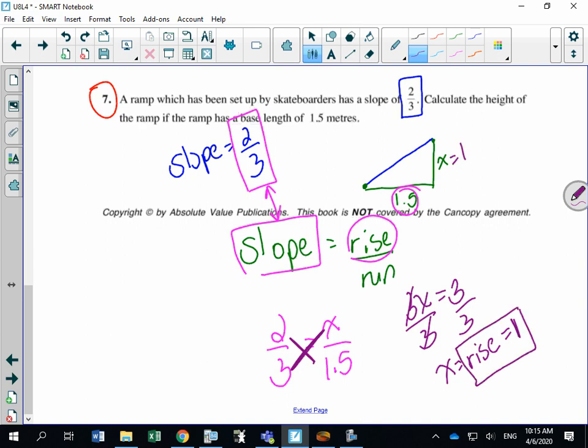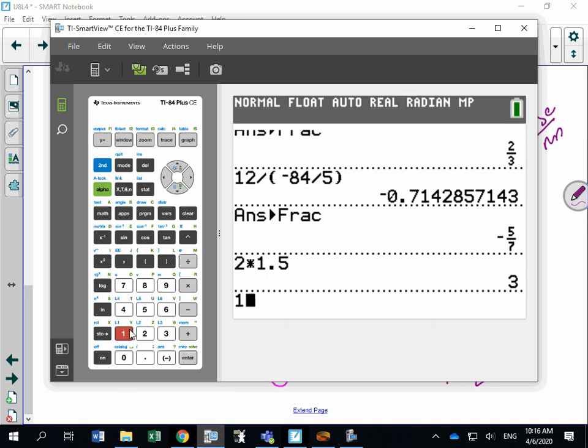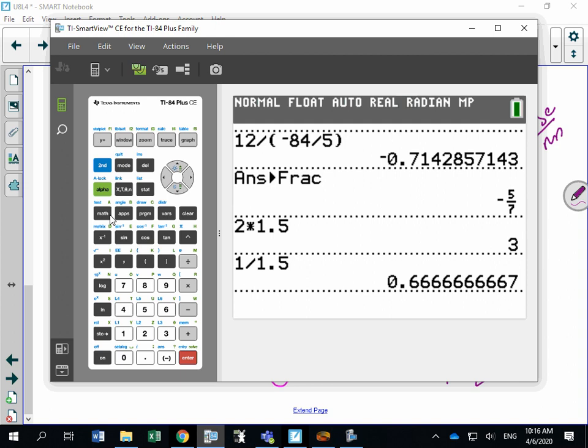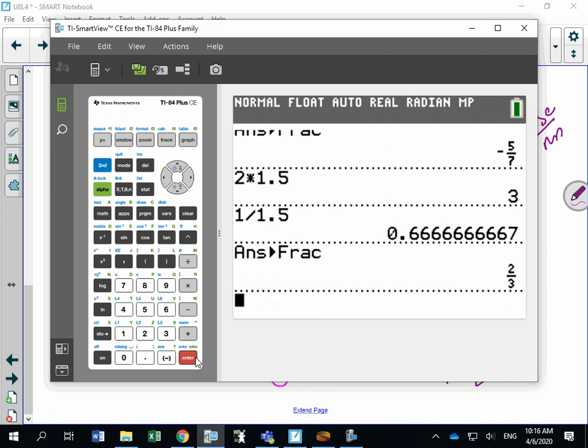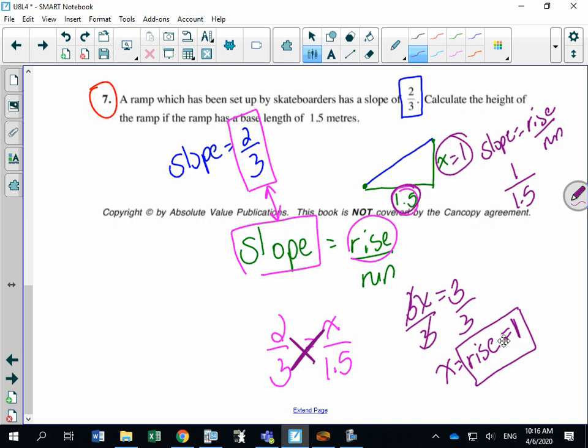So this is 1. And I want to double check my work. I know that slope is equal to the rise over the run. Now I know that this is my rise. This is my run. And let's see if on my calculator, when I type in 1 divided by 1.5, I get the slope of 2/3. So 1 divided by 1.5, math 1 fraction, gives me a slope of 2/3. So I did it correctly, and my answer is a rise of 1.